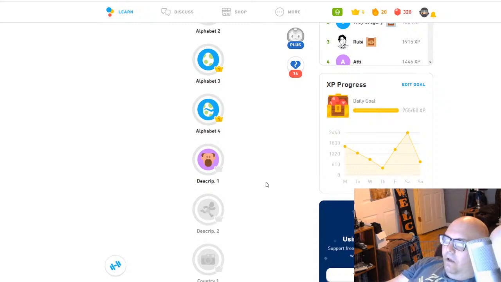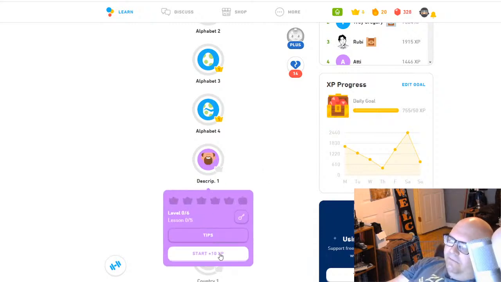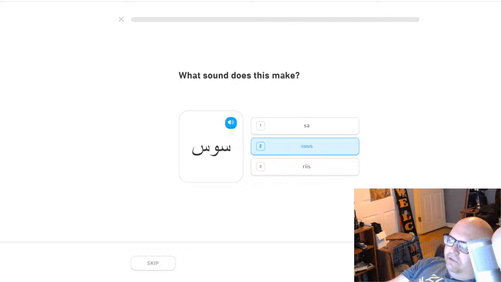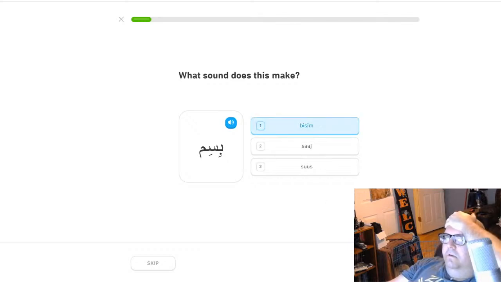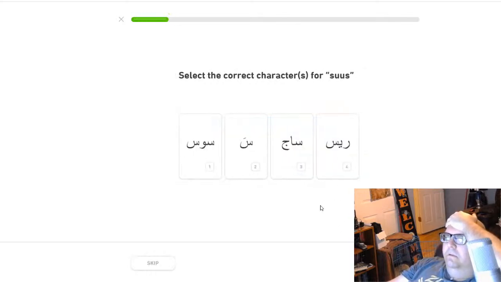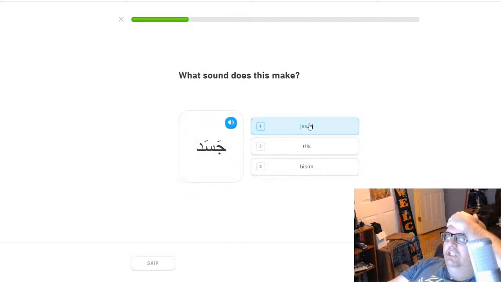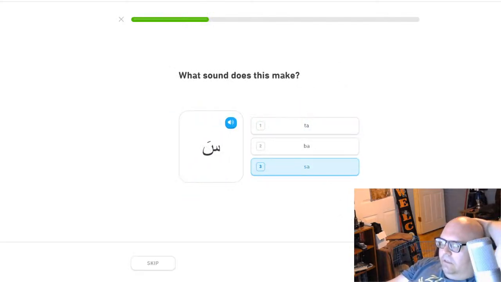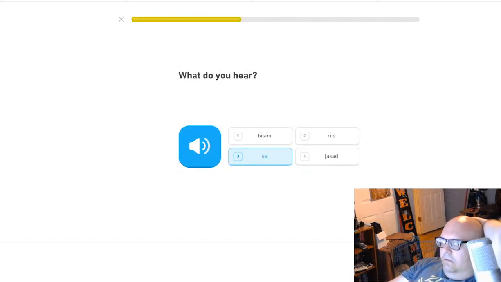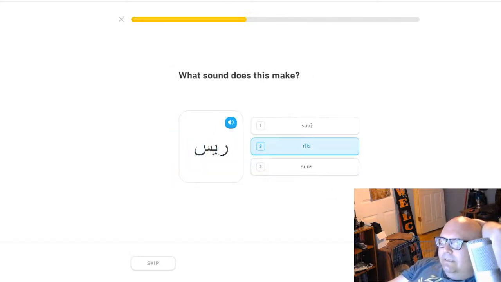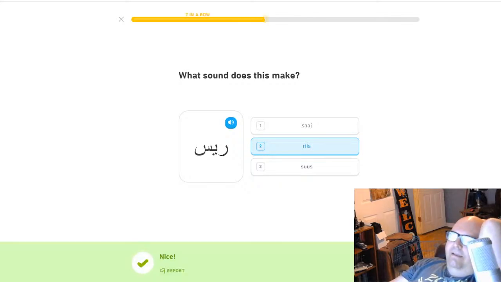We actually got past the alphabet. We can learn languages now. Sus. Oh shit, we didn't learn that at all. We're still learning alphabets. This is like a slithery little snake.